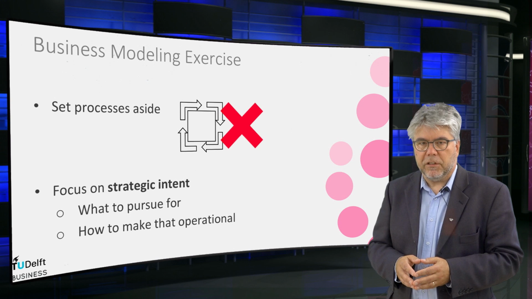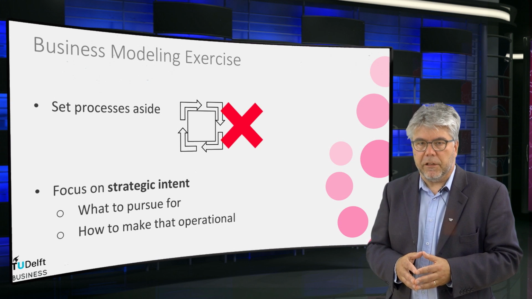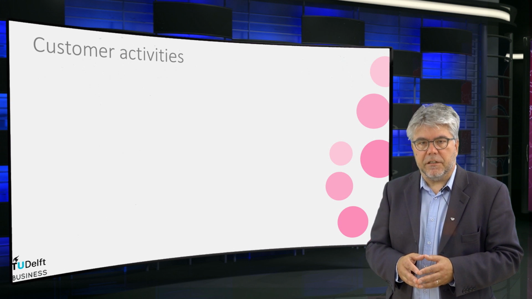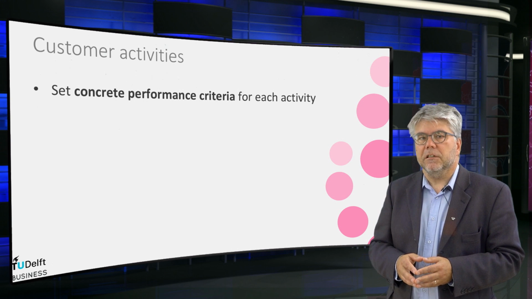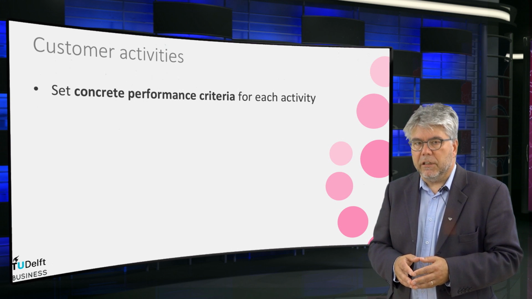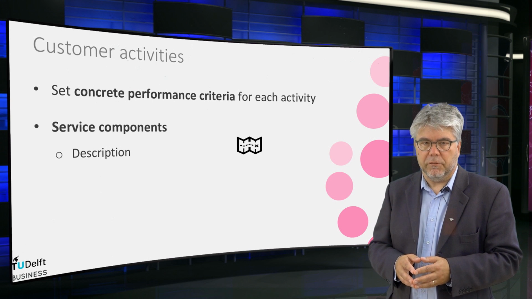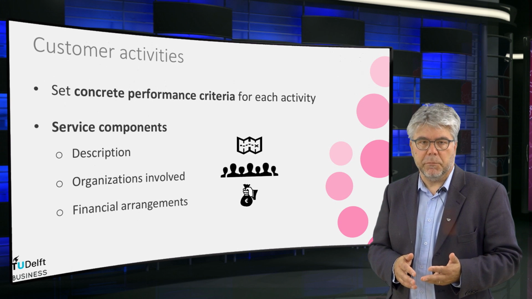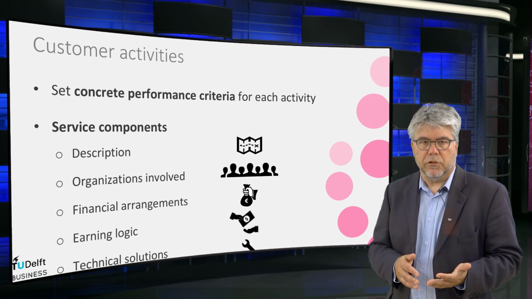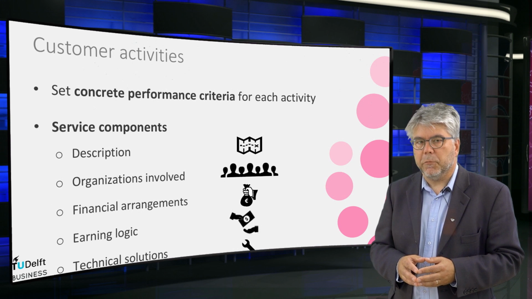So we started with customer segments and then identified the activities of our services the customer interacts with. These were discussed and described in the boardroom, and concrete performance criteria were set for each customer activity by the management. As these activities are partly digital, partly manual, we call them service components. They include the description of services, organizations involved in realizing the services, financial arrangements, earning logic, and technical solutions. This discussion sets the future service need and how it is realized at present.